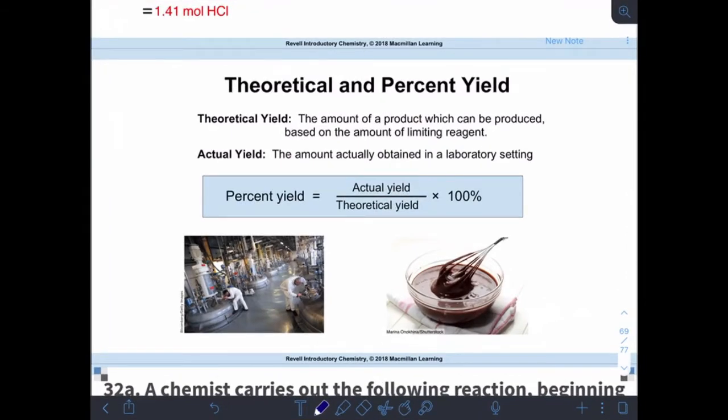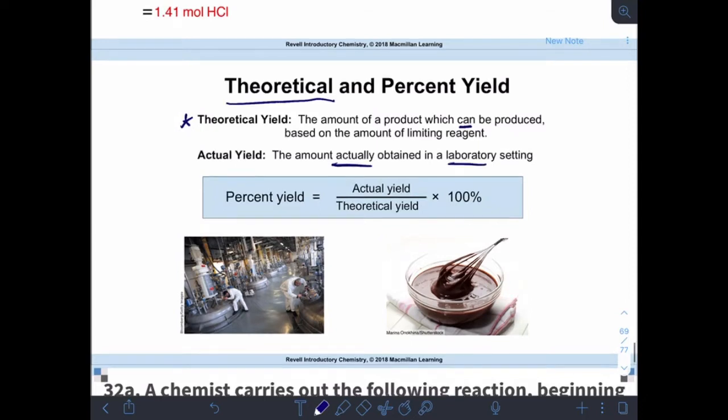All right, and what I presume will be our last video for this series, for Chapter 7, we're going to talk about percent yield. We've already talked about theoretical yield, and theoretical yield is the amount of product which can be produced. That's the important thing, that can be produced based on the amount of limiting reagent. The actual yield is the amount actually obtained in a laboratory setting.